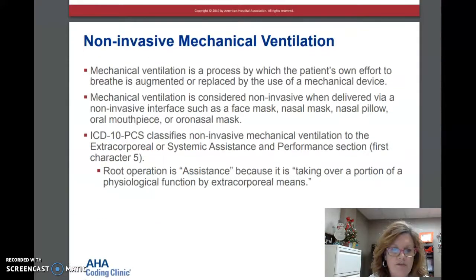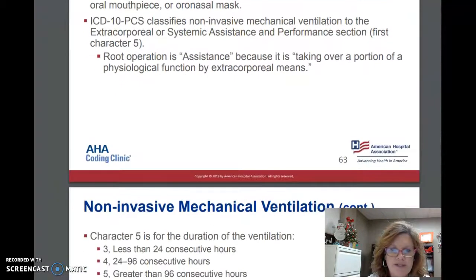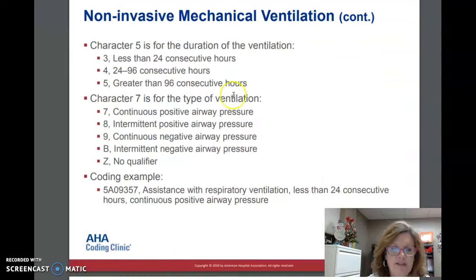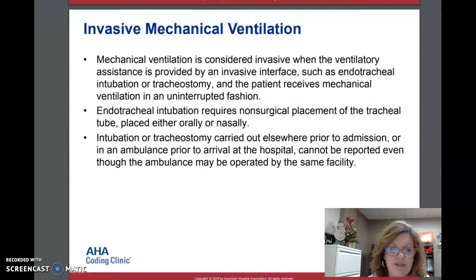Now, mechanical ventilation. With ventilation, our root operation is going to be assistance. This is the part you need to pay attention to when you are doing this. Character 5 is for the duration. How long were they ventilated? Character 7 is going to be for the type. You can see here our first character is 5, which is assistance.